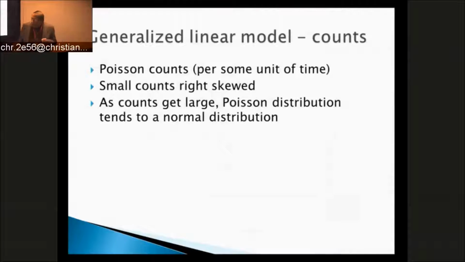Okay, so then another generalized linear model, somewhat different from the dichotomous outcome, is one where we're going to analyze counts. And the distribution to do that is the Poisson distribution, or Poisson count, where we're talking about a count over some unit of time. And that's an important part of the Poisson distribution, that we're talking about a count over some particular unit of time. Small counts are typically right skewed, but as the counts get large, then the Poisson distribution tends to look like a normal distribution.